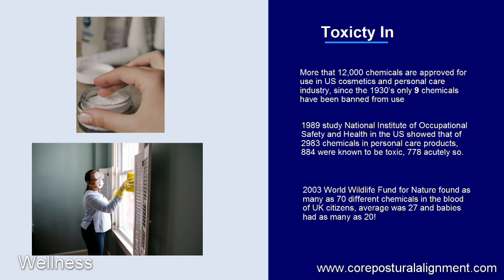One final one, probably depressing you. In 2003, the World Wildlife Fund for Nature found as many as 70 different chemicals in the blood of UK citizens. The average was 27, and even babies had as many as 20. So it's difficult to get all these out of the body. We're getting to a state of toxic overload. So the best thing is not to get them there in the beginning.